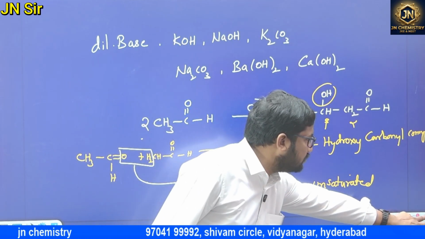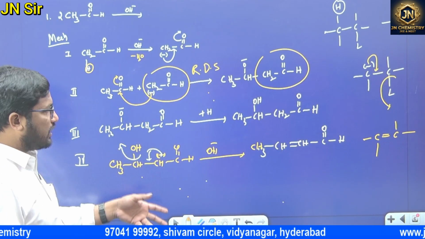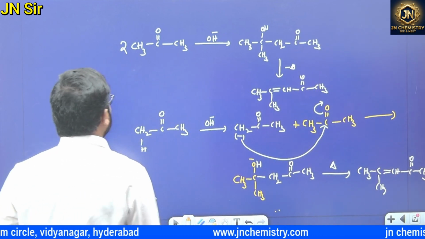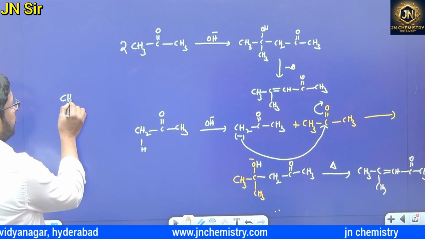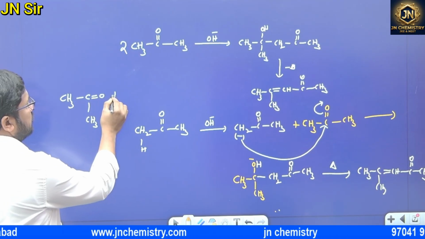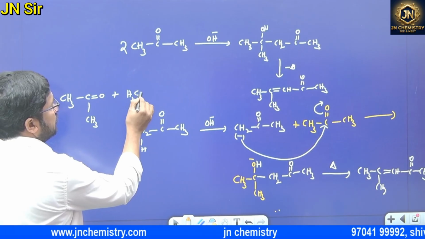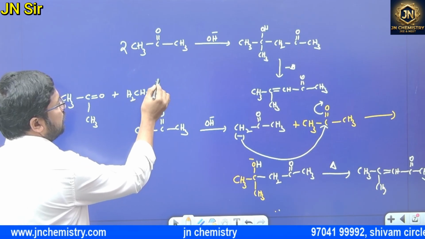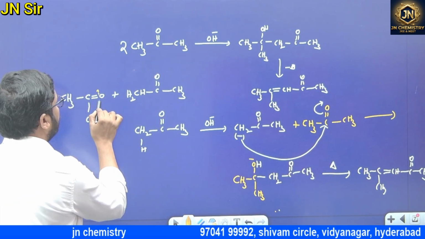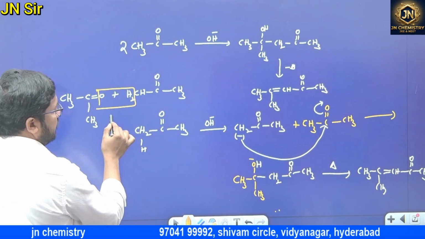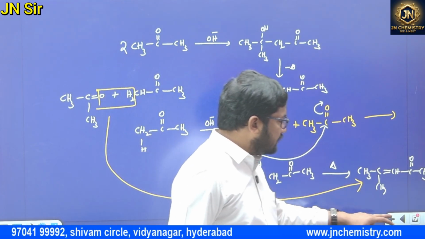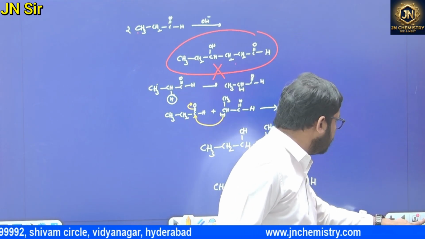So in this case also we can do it. So this is a mechanism, of course. Here also the same thing we can do. How can we do it? CH3, C double bond O, CH3 and CH2, C double bond O, CH3. Write like this, remove the water molecule. If you remove the water molecule, directly you will get the final product, like this. This is normal aldol condensation.